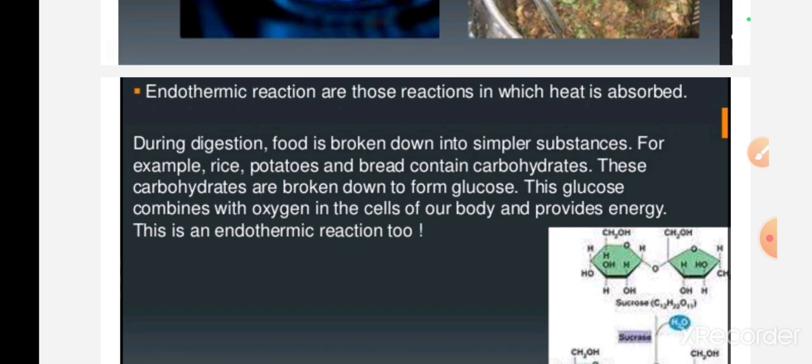During digestion, food is broken down into simpler substances. For example, rice, potatoes, and bread contain carbohydrates. These carbohydrates are broken down to form glucose. This glucose combines with oxygen in the cells in our body and produces energy. This is an endothermic reaction too.